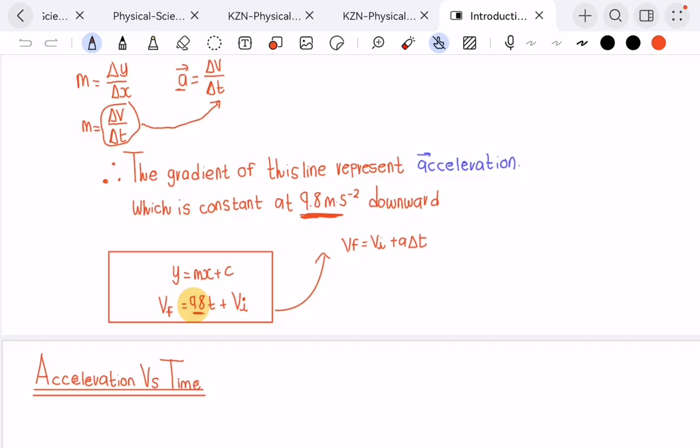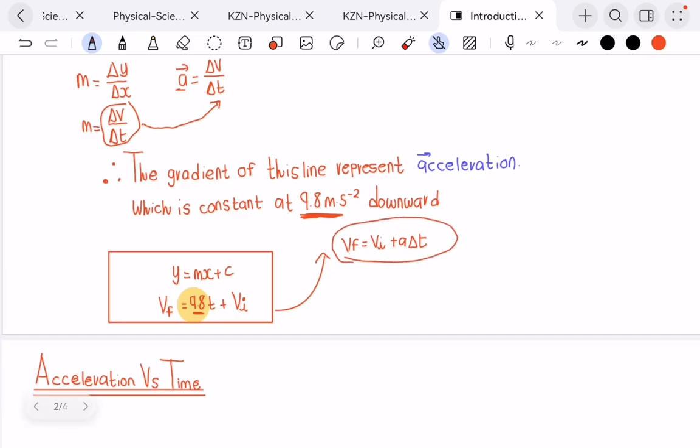So we can see that this equation represents that line, and actually this equation comes from this equation of motion, right? You can see these two are the same, because you can even just replace this with 9.8 meters per second, and you will get the same thing, right?